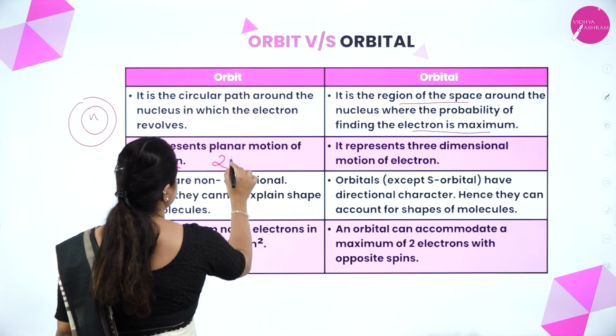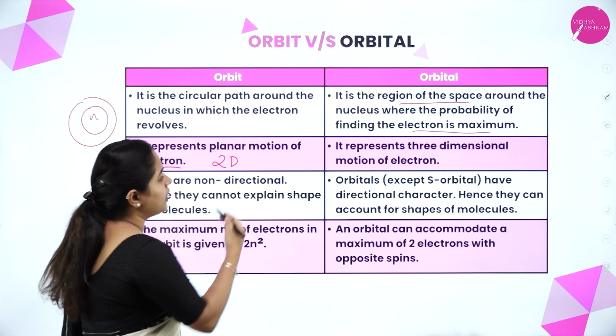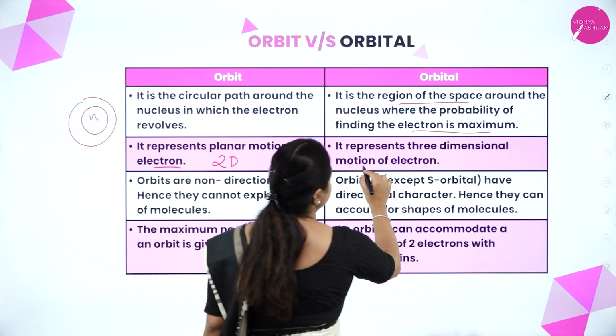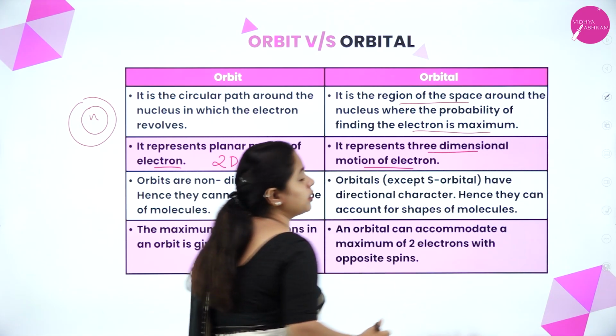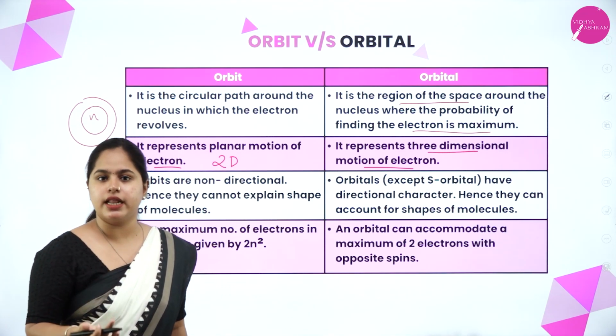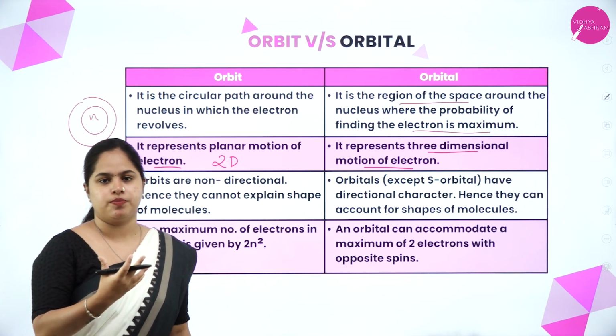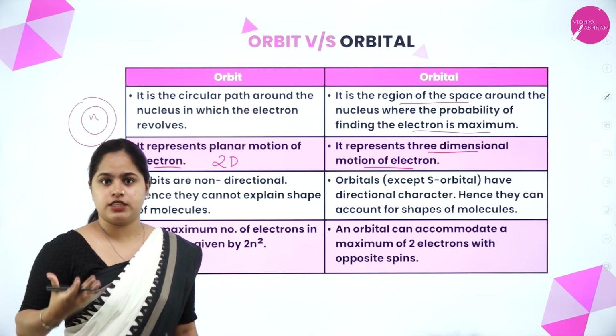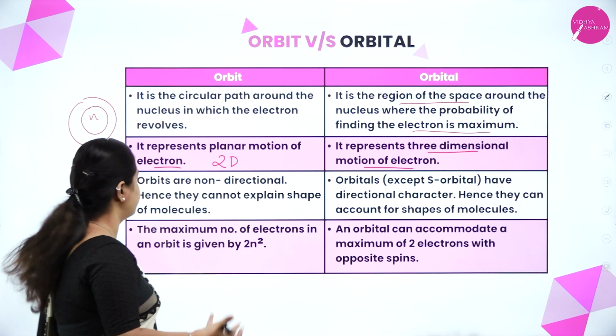Basically, it represents it in a 2D form. Clear? And an orbital represents 3-dimensional motion of electron. It is 3-dimensional. Orbital is 3-dimensional, right? It is basically a region. It is not a circular path. It is not in 2D, it is 3D, right?